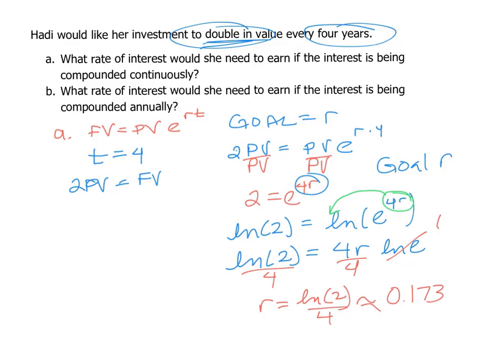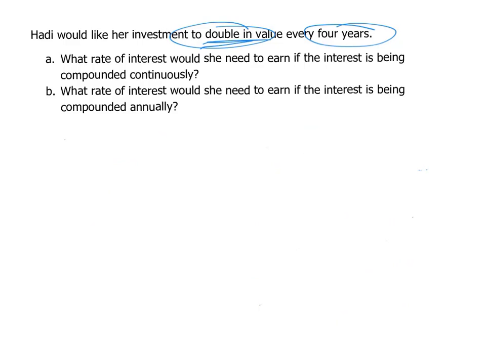So that would be 17.3%. So our answer for part A is 17.3%. In part B, we're answering a very similar question, but instead of telling us that our interest is being compounded continuously, this time our interest is being compounded annually.